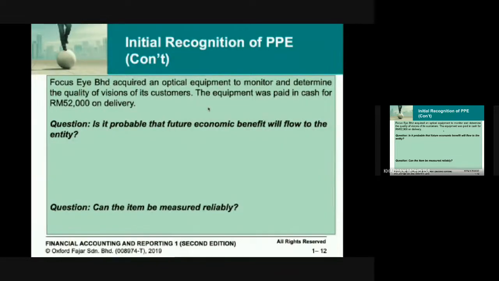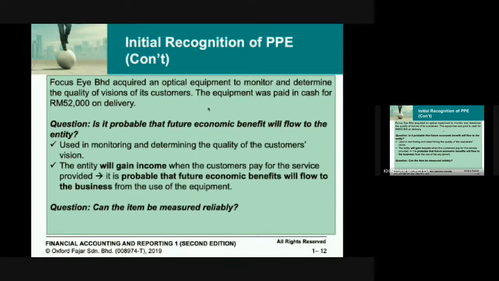The equipment was paid in cash for 52,000 on delivery, right? So is it probable that future economic benefit will flow to the entity from the purchase of the optical equipment? Yes, right? Because the equipment will be used to determine the quality of vision of the customers. So it will generate future economic benefit, right? It will gain income when the customer pays for the service provided. So it is probable that future economic benefit will flow to the business from the use of the equipment.